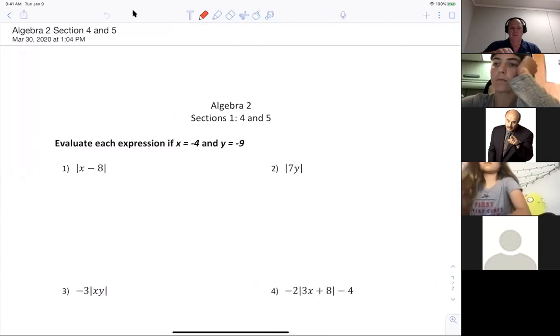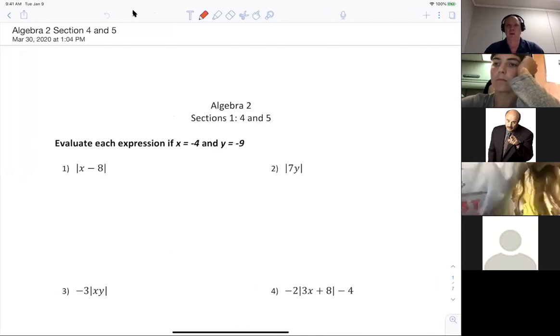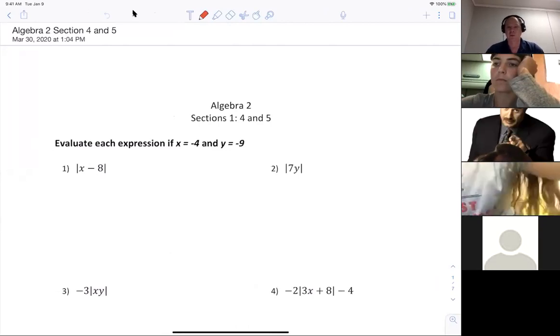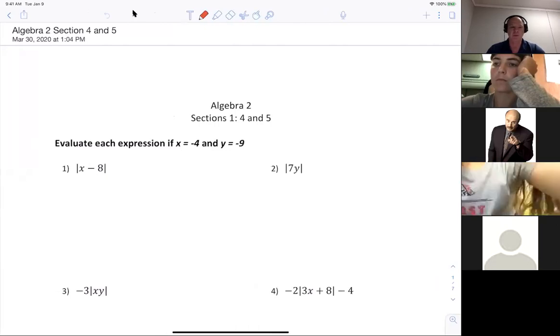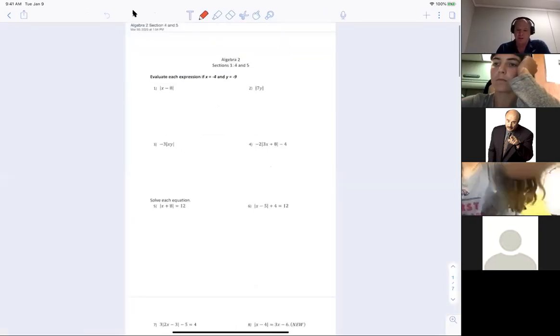I'm trying to cover 2 sections a day so we can get through 3 chapters. All right, that should help you with your entrance exams, and it should also help you with next year's Algebra 2 class.